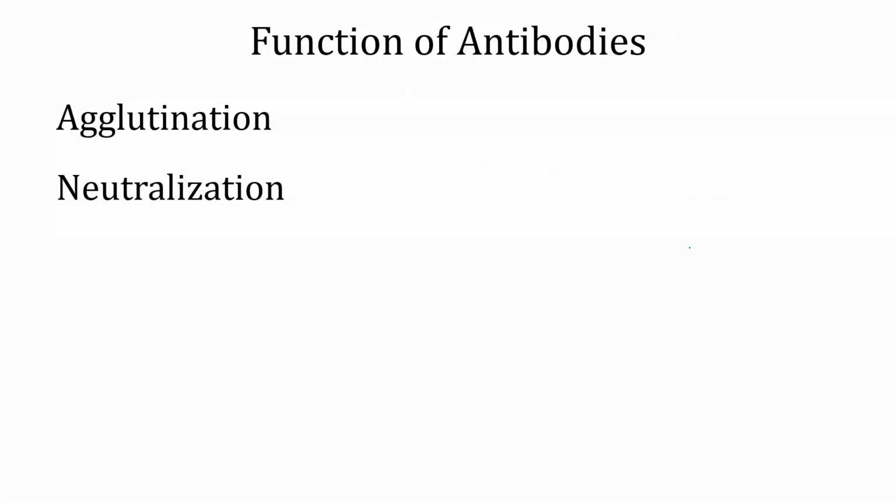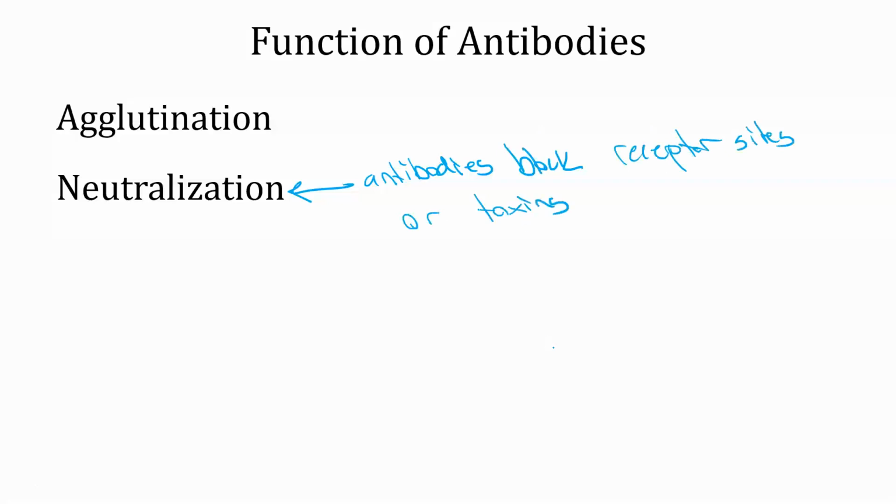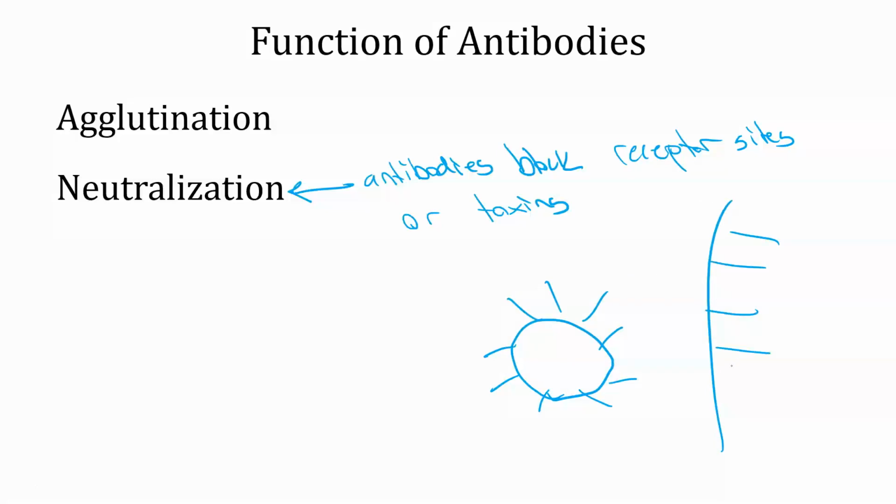Another thing that antibodies can do is they can neutralize things, and basically what this means is that the antibodies block receptor sites or toxins. So, for example, a virus might have some receptors on it that allow it to bind. Here are some epithelial cells, some cells lining maybe the inside of your lungs or your skin or the inside of your esophagus, your mouth.